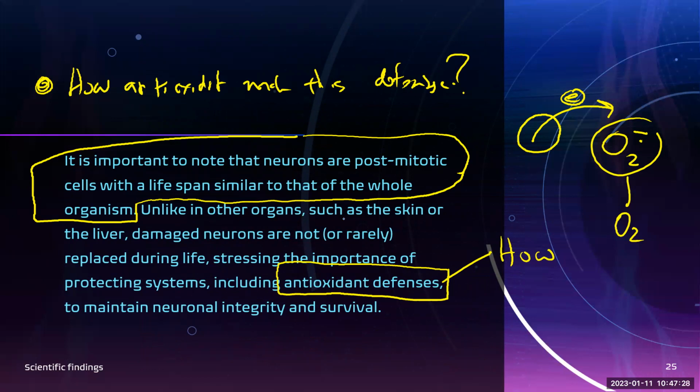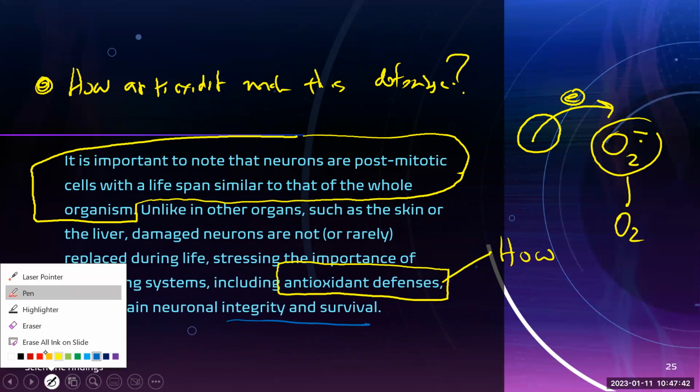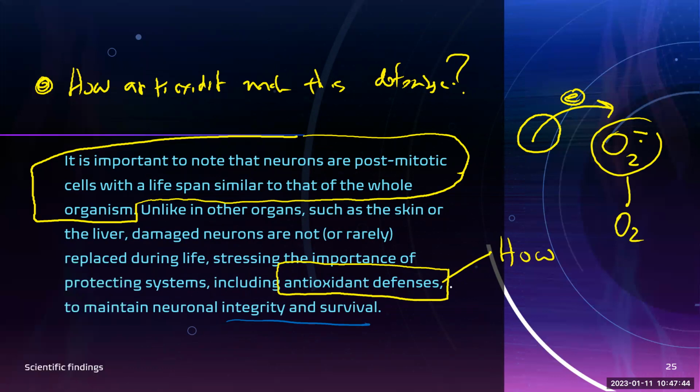Unlike in other organs such as skin or liver, damaged neurons are not replaced during life, stressing the importance of protecting systems, including antioxidant defense, to maintain neural integrity and survival. So keep in mind, they have a good protective system, that is antioxidant defense.